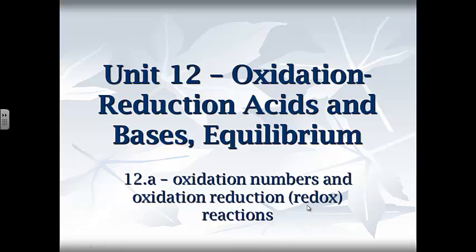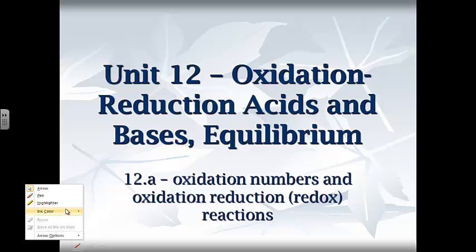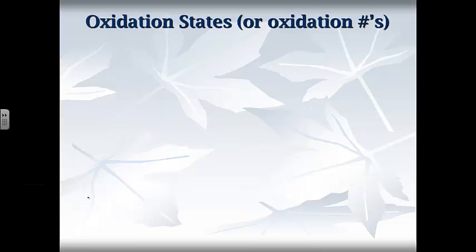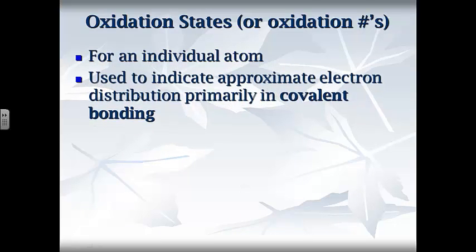Alright, today we're going to start in on oxidation and reduction reactions. And in order to do that, we need to start defining some things and making sure that we understand them. Alright, oxidation states or oxidation numbers are for an individual atom. And what we use them for is to indicate approximate electron distribution, primarily in covalent bonding.